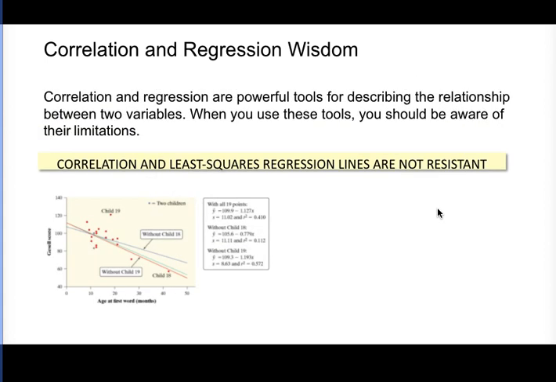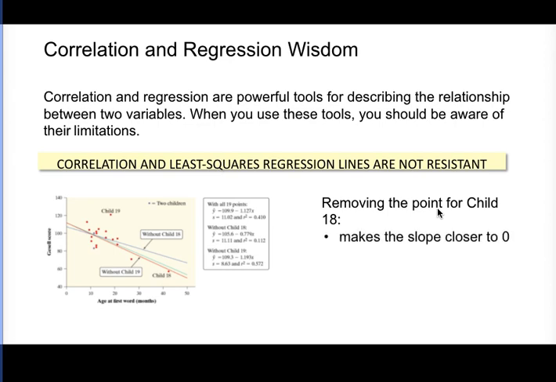All right, so let's look at what happens if I take away child 19 or child 18. If I take away the point for child 18, meaning you can just cover it with your finger, move it out of the way, my regression line is now going to shift upwards. We no longer need child 18, so we're not going to try and meet it with our least squares regression line.